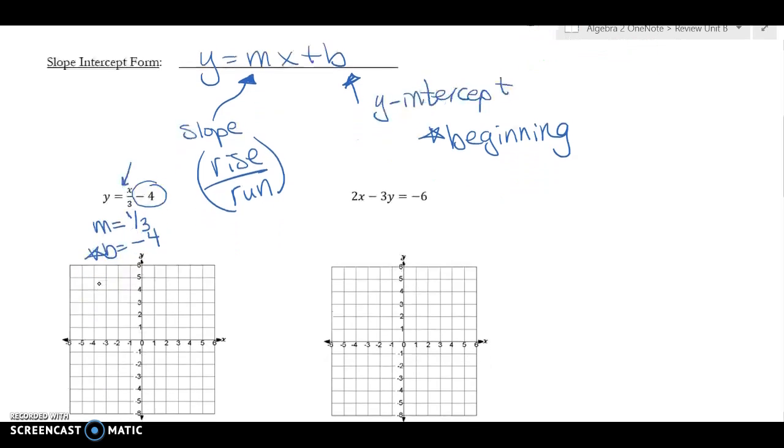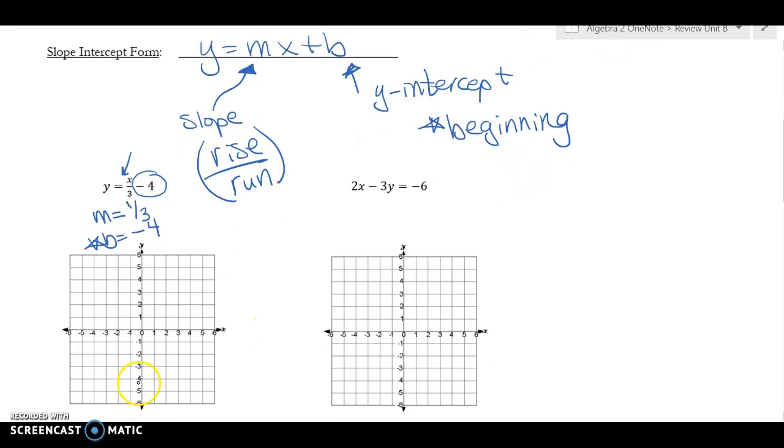So I'm going to start with my b, so I'm going to go down 4. And from here, I'm going to rise 1, and I'm going to run 3. Rising is going up 1, and when I run, I always run to the right. And I'm going to do that again. Now this time, I'm going to go down, but I'm going to run the opposite way. Let's see if I can connect these. It's hard to connect them on the computer. And so there's my line.